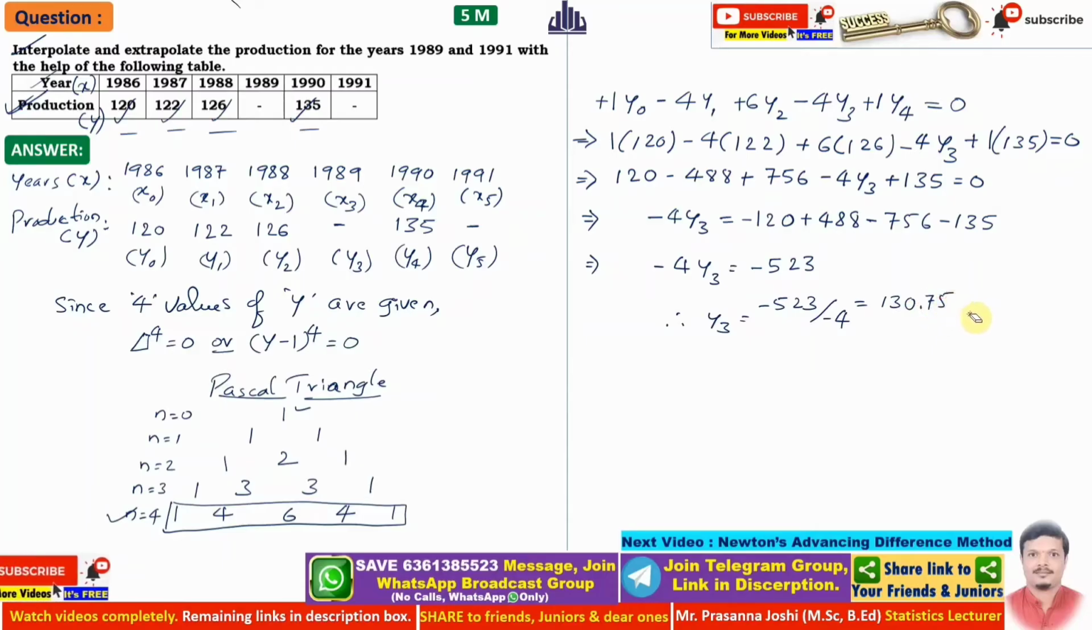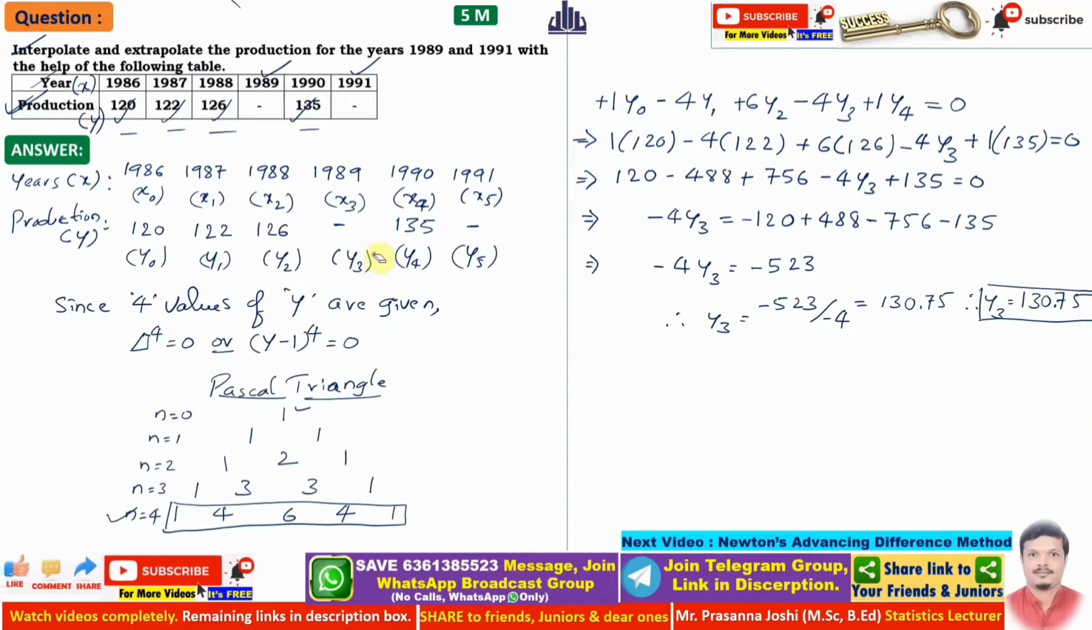130.75. Therefore, y3 is equal to 130.75. So one value we have got now. It was to be calculated for 1989 and 1981. For 1989, we had taken it to be y3. So the y3 value we have got now.